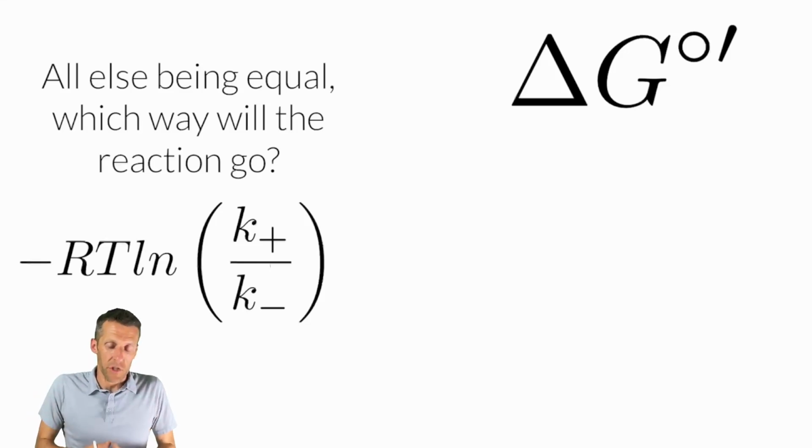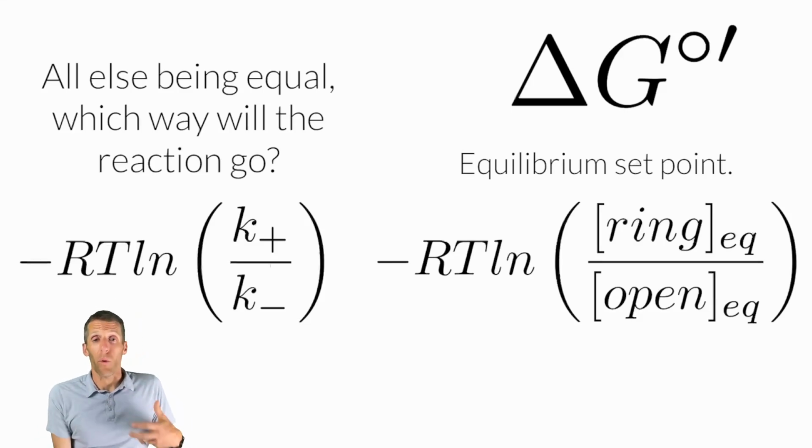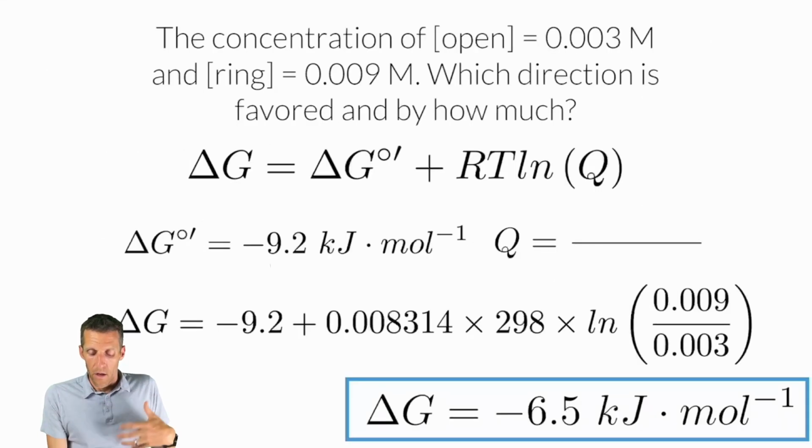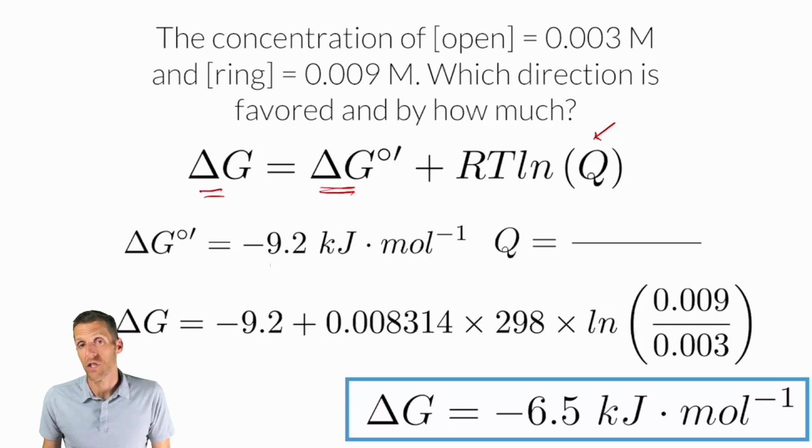So we've talked about ways to interpret delta G naught prime. We've said that, all else being equal, which way will the reaction go, forward or reverse? Delta G naught prime equals minus RT log of K plus over K minus. We could also view it as the equilibrium set point: what are the concentrations we're going to reach for the products and reactants once we go to equilibrium? Hopefully that gives us a way to interpret this. When we're plugging numbers into an equation like this, we're trying to understand what our set point is, the intrinsic direction a reaction will go. When we add in Q, that's our current concentration. Together, those tell us whether or not we've reached equilibrium, whether our delta G is in fact 0.